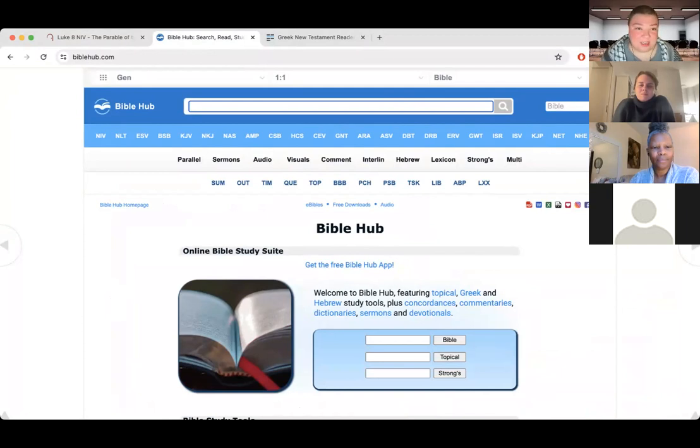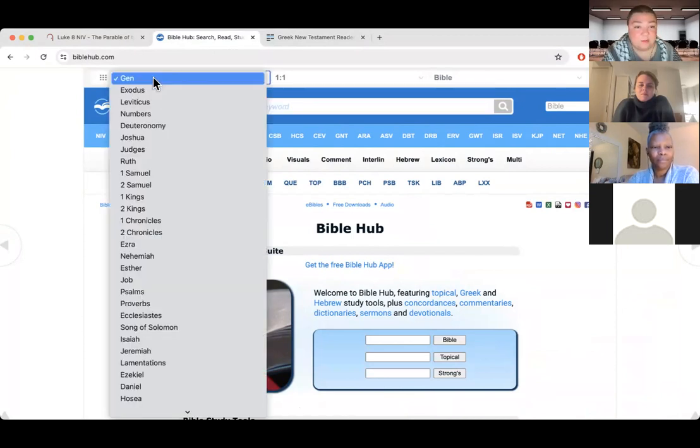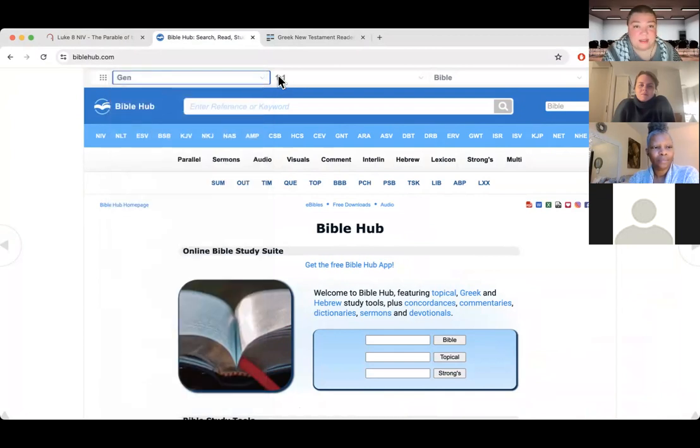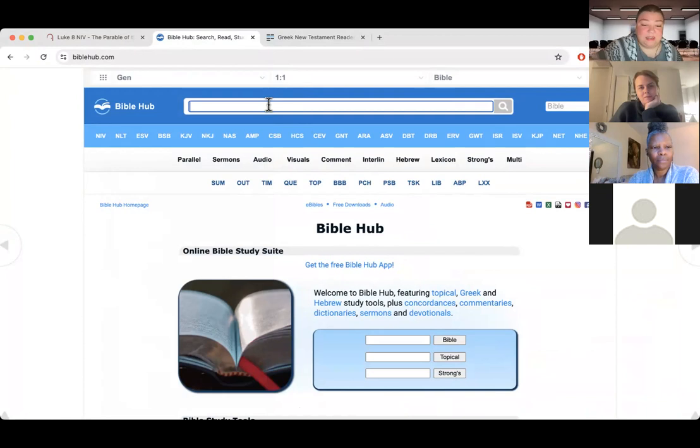Here we have the home page. Now at the very top of the page where it says Gen, for Genesis, we have a drop-down menu again of the books of the Bible, pretty easy to find. And you can, of course, put in the specific chapter and verses over here. At the very top of this page as well, in the search bar, you can search for, again, a specific text or even a keyword. If you want to look up goats in the Bible, we can type in goat.